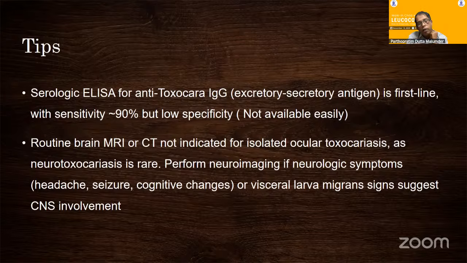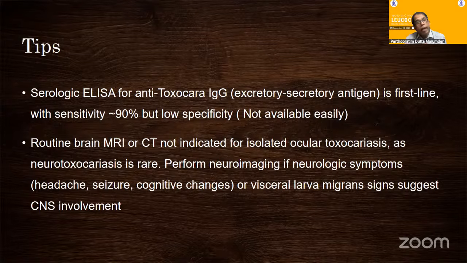So I'll just sum up with a few points here. One thing you have to remember is that the serological ELISA test for anti-Toxocara IgG is a very good test, but this test is not actually available everywhere in our country. The reason is that for doing this test, we need a live third-stage larva. So many laboratories don't make this test available for clinicians. So you need to search whether any such laboratory facility is available near your center.